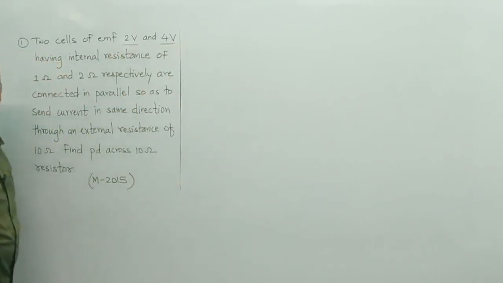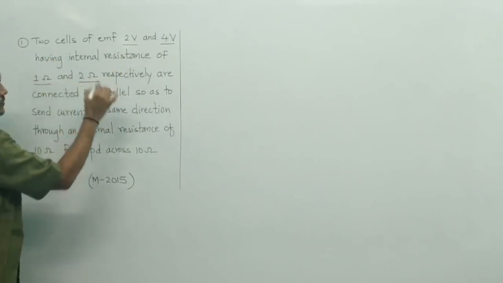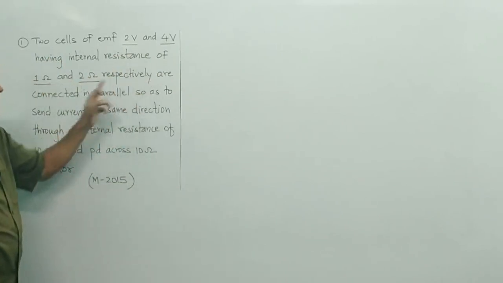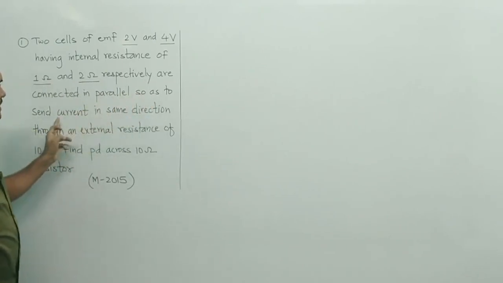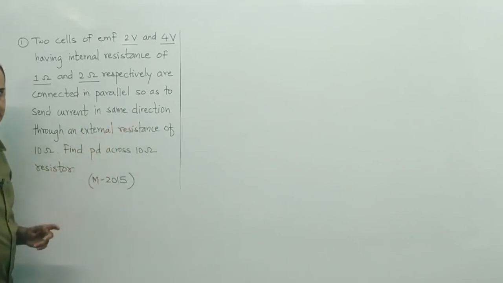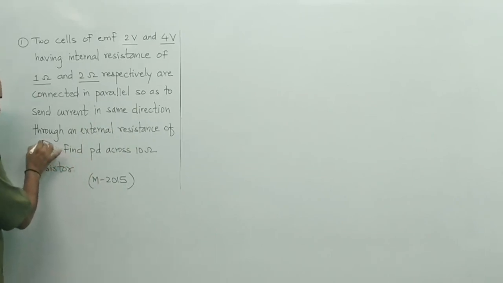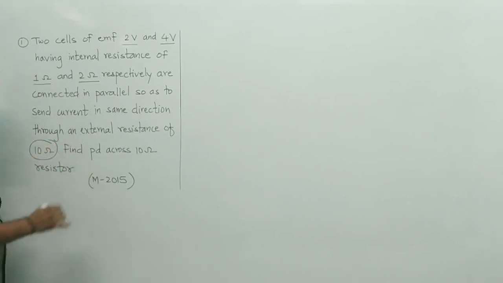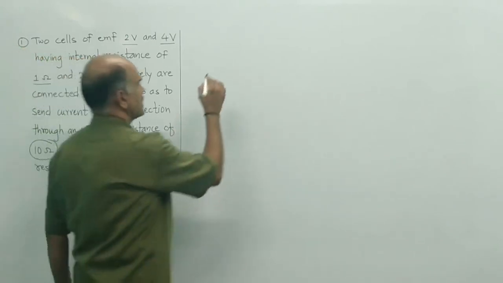4 volt, and their internal resistance is 1 ohm and 2 ohm respectively, are connected in parallel, so as to send current in same direction through an external resistance of 10 ohms. You are required to find the potential difference. So first draw the circuit diagram.